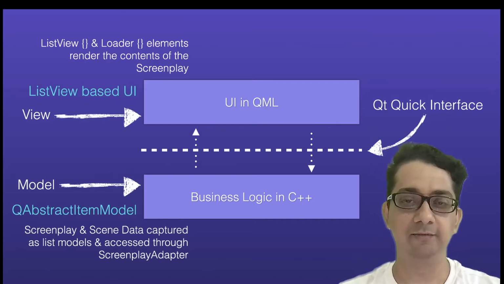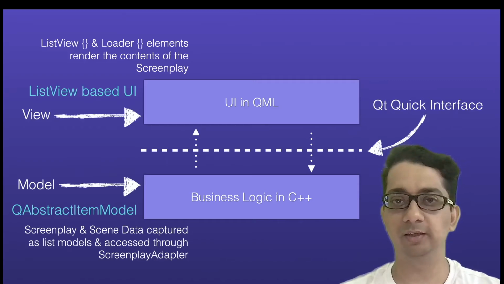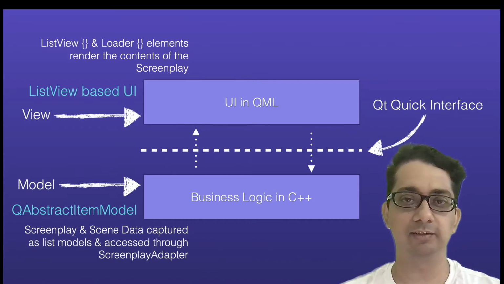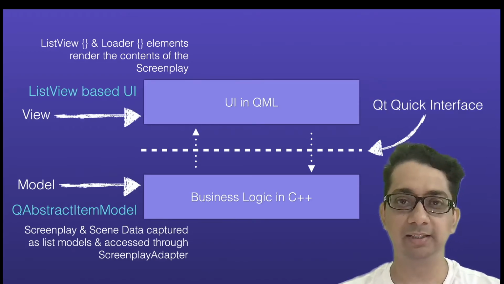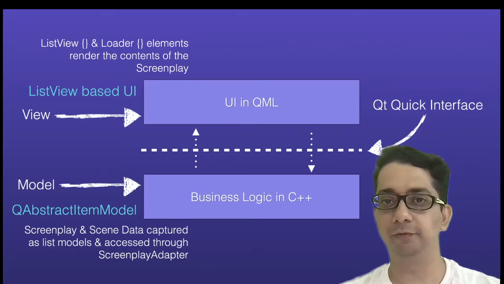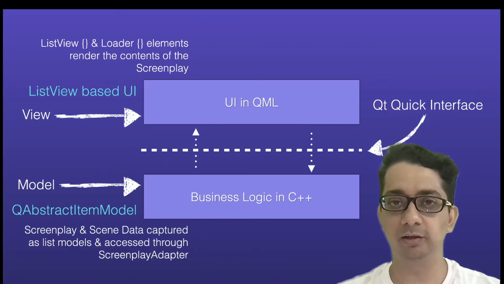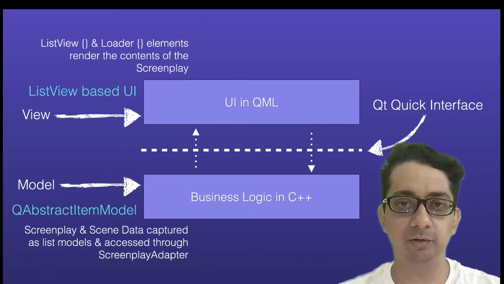On the view side, we're making use of list view and loaded elements to render the contents of the screenplay. And all of this is written in QML. Again, you can notice the neat separation between the model and view layers, and the communication between the two is enabled by the Qt Quick interface.